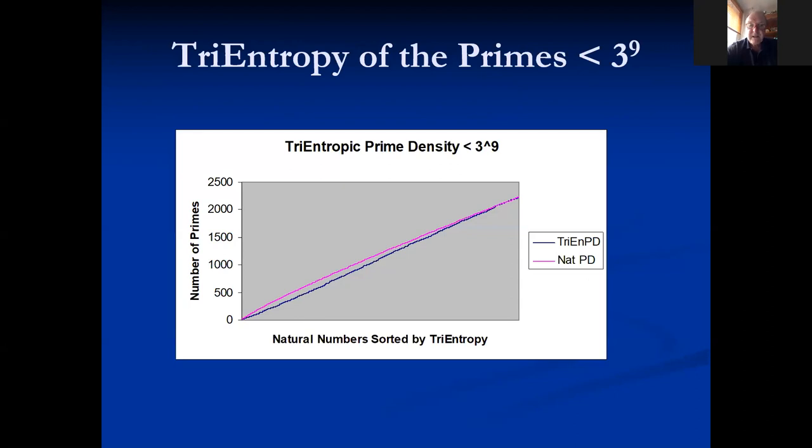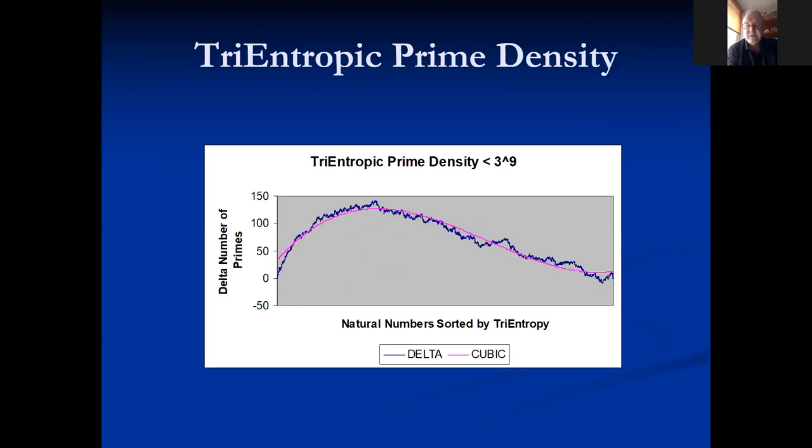So this time, to test tri-entropy, I computed the tri-entropy of all the numbers less than 3^9. So that's about 16,000 numbers. And there you can see the plot of the natural prime density and the tri-entropic prime density. And again, apparently small difference, but if we plot the difference on the next graph, that's a real humdinger. Speaking as an engineer, that's a real humdinger of a curve fit.